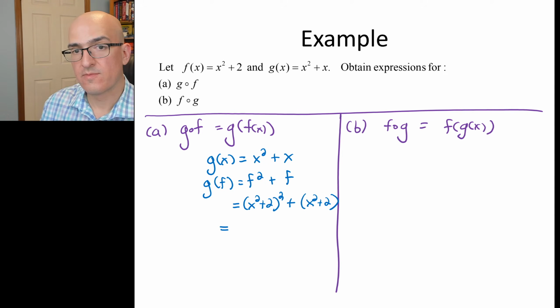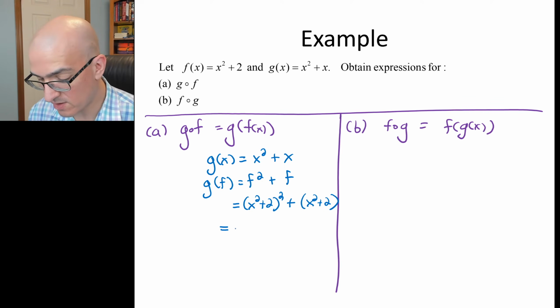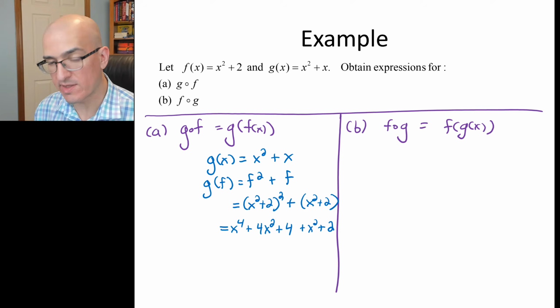So remember, something squared is that bracket times itself, that thing times itself. So we have x squared plus 2 times x squared plus 2. We do the full FOIL, and we will get x to the power of 4 plus 4x to the power of 2 plus 4 plus the x squared plus the 2. And now we can combine like terms.